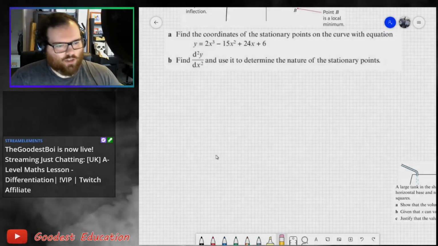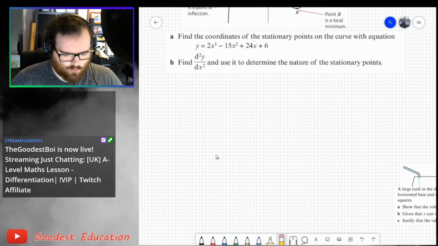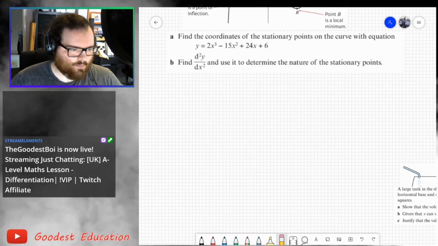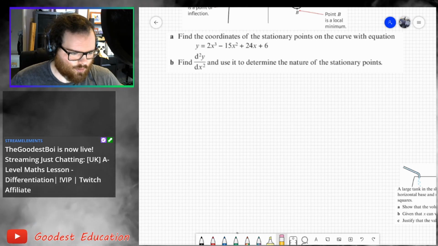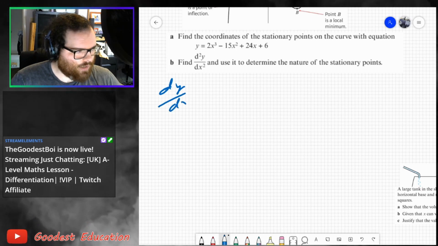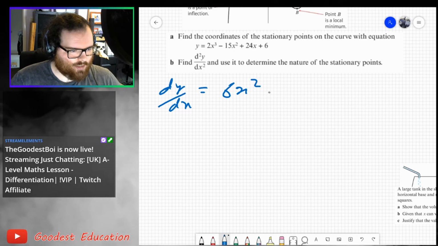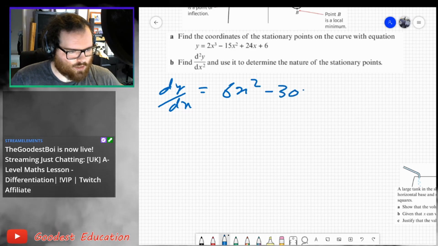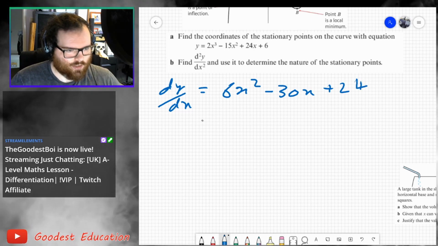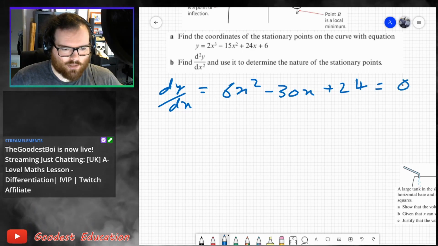So find the coordinates of the stationary points on the curve with equation y is equal to 2x cubed minus 15x squared plus 24x plus 6. So working out the gradient, dy/dx is going to be 6x squared minus 30x plus 24, just using the rules that we used previously. So then we want this equal to 0 because we want to find the stationary points.